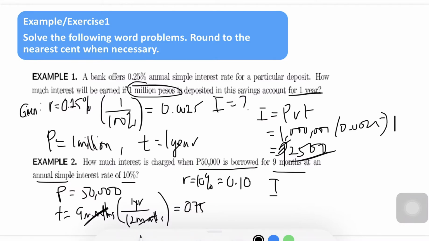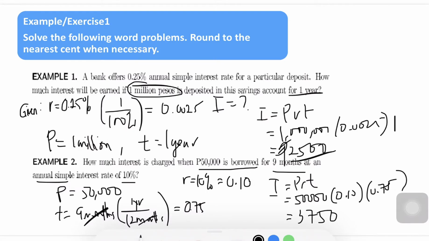Then go to the equation. I equals PRT. 50,000 times the rate 0.10 times 0.75. Then get your calculator and multiply. So this is 3,750.